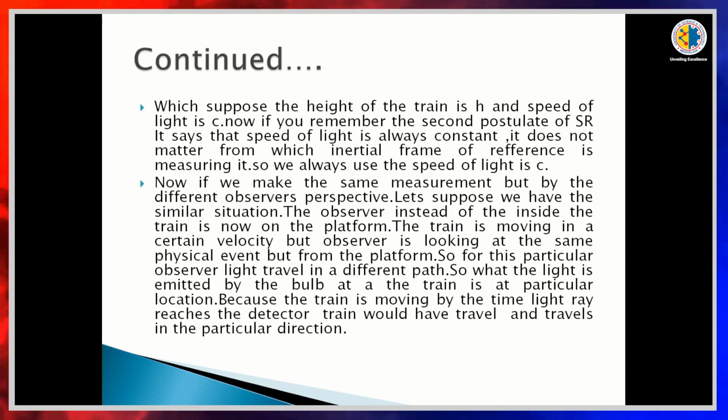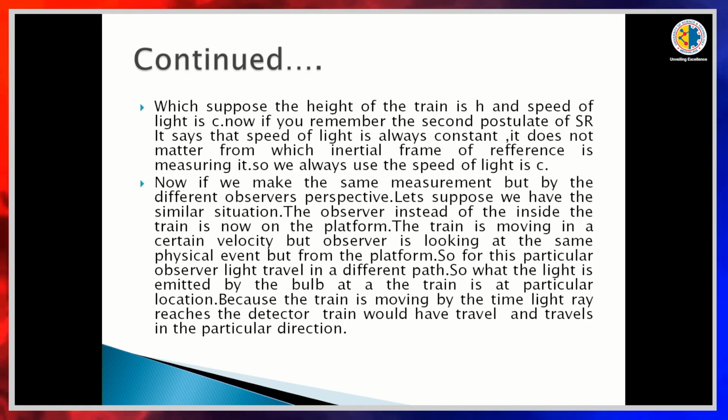So, now in this second condition we consider the observer on the platform, that is, the outside observer. He observes a similar situation, but he is not inside the train, he is outside the train, on the platform. So, for this particular observer, light travels in a different path. The light is emitted by the bulb at a particular location on the train.